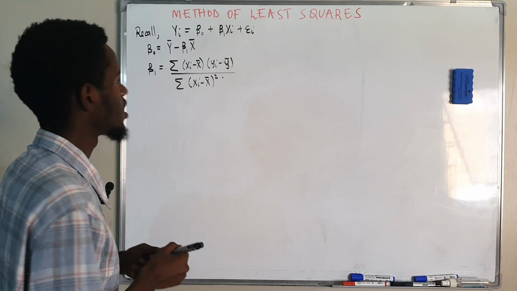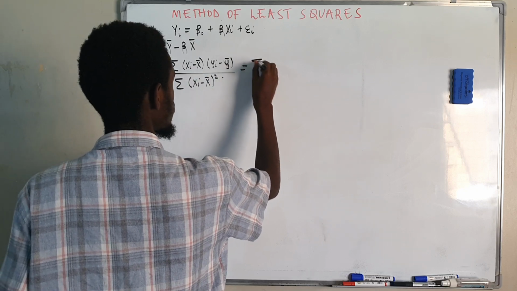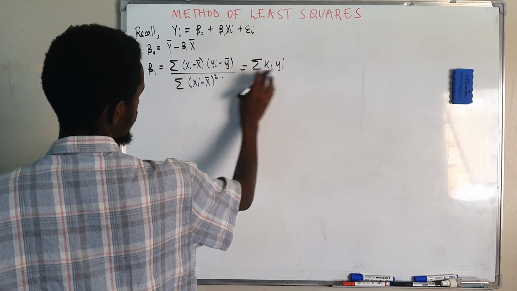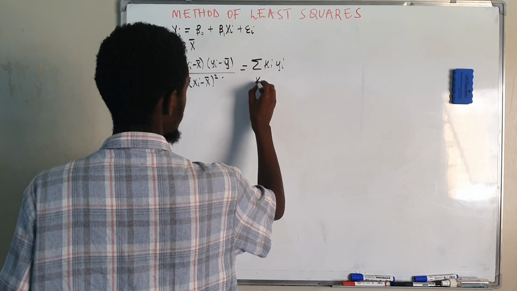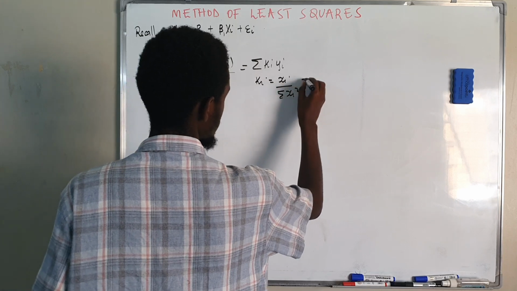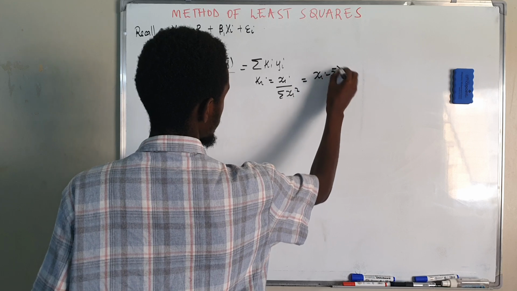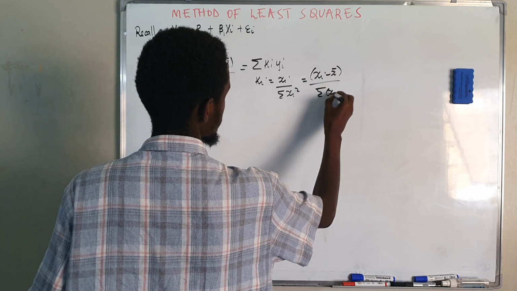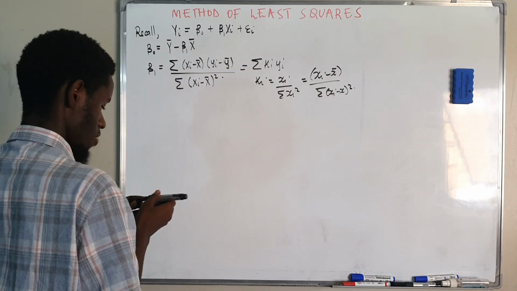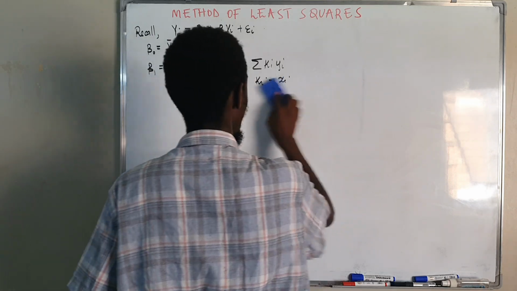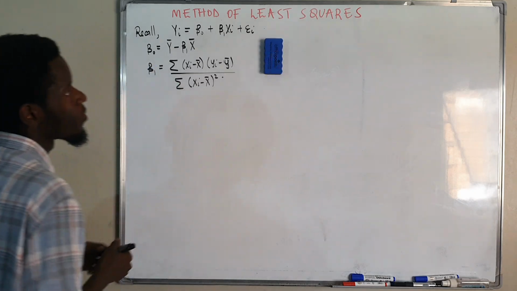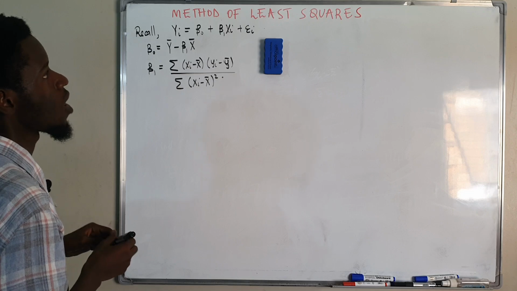But remember, we also saw that this is the same thing as the summation of ki yi. We said that ki is the same as xi over the summation of xi squared, which is the same as xi minus x bar over the summation of xi minus x bar all squared. If you put it back here, we shall have our formula for b1. But today I want us to prove how we reached these formulas, which we used while using the least squares approach.